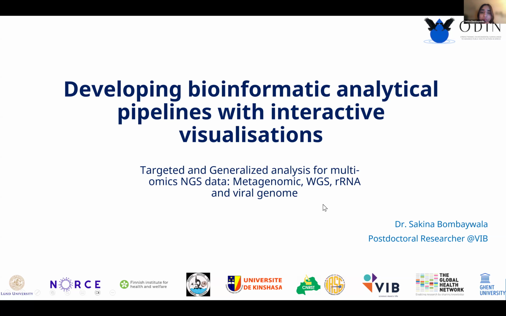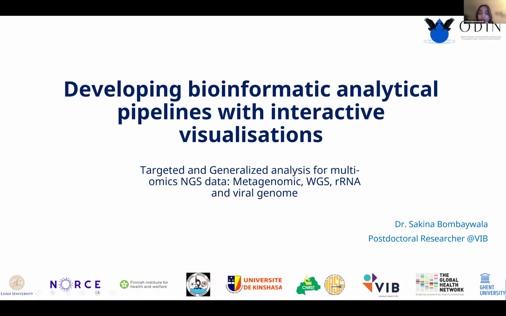As a part of the ODIN consortium, we are a digital connecting layer, and our work is to develop bioinformatics pipelines for data that is generated in this consortium, which is next generation data, which includes metagenomics, whole genome sequences, RNA data, and viral genome data.